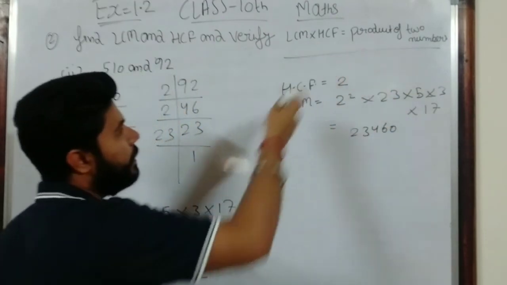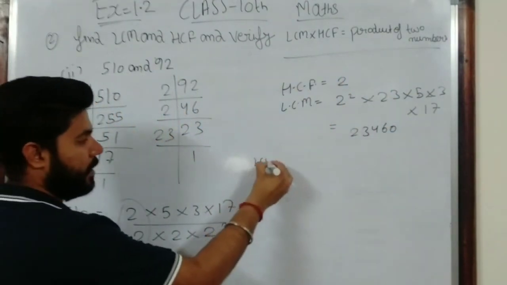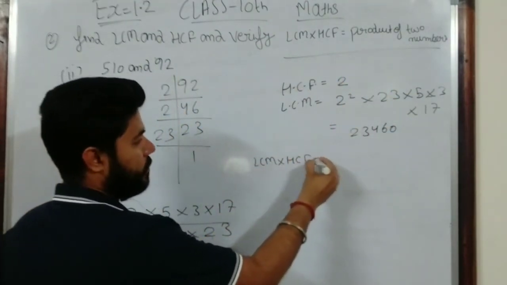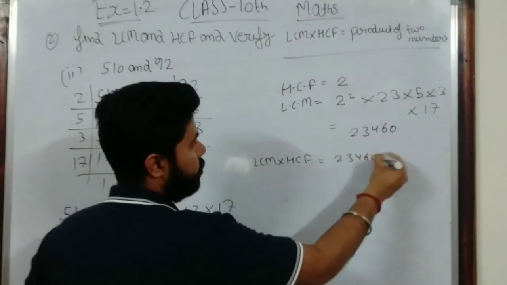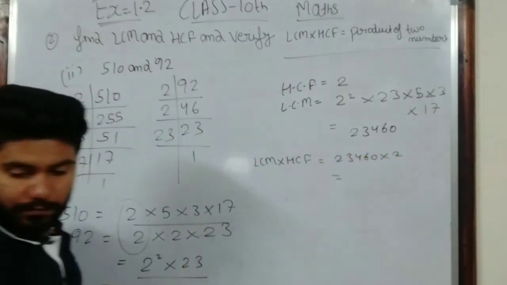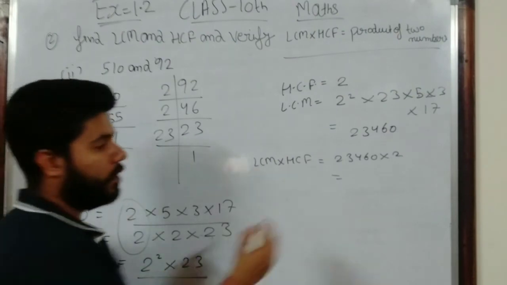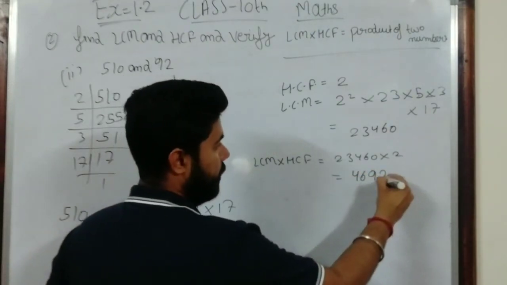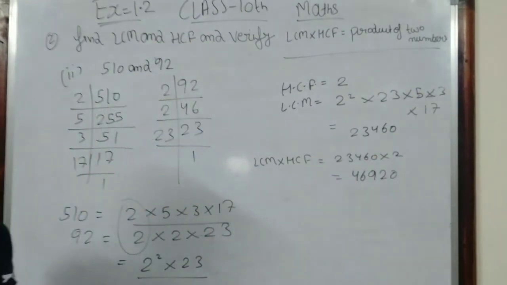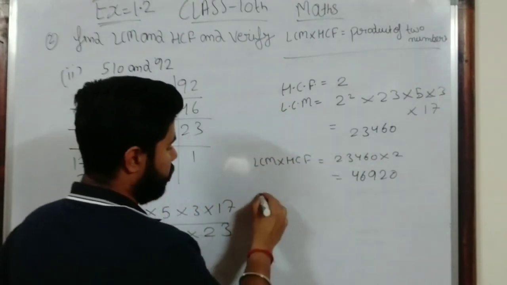23460. Now we verify this rule, that is LCM multiplied by HCF, that is 23460 multiplied by 2, and we get the answer 46920. The answer will be 46920.